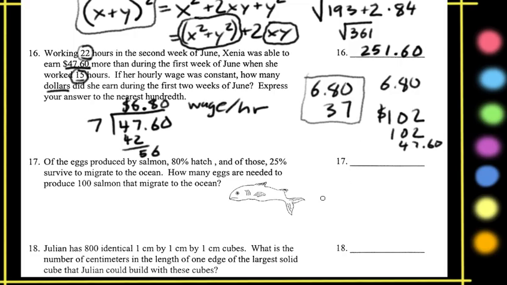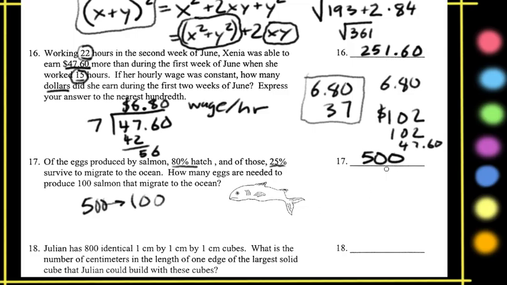All right, number 17 says, of the eggs produced by salmon, 80% hatch, and of those, 25% survive to migrate to the ocean. Okay, so think about this. Let's say you had 100 eggs, 80 of them would hatch, and then a quarter of those, which is 20, would migrate to the ocean. So really, you need 5 eggs to get 1 to the ocean. It says how many eggs are needed to produce 100 salmon that migrate to the ocean. Okay, so to get 100, you need 500, right? So this is 500.